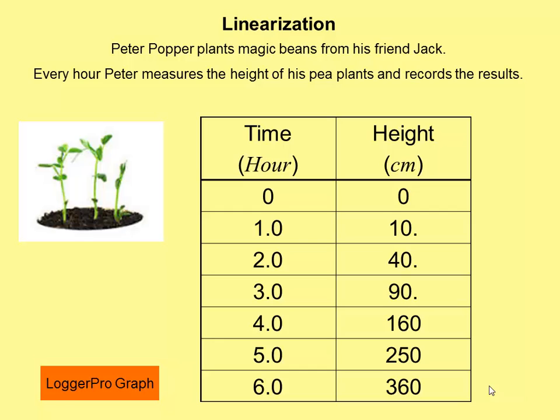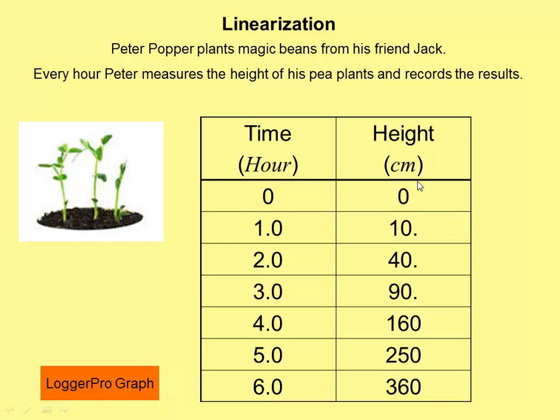So here's an example. I'm going to show you how we're going to do this using LoggerPro. I've made up an example here. Peter Popper plants magic beans from his friend Jack. Get it? They're magic beans, so they don't grow linearly. Every hour, Peter measures the height of his pea plants and records the results. And so here's the data table.